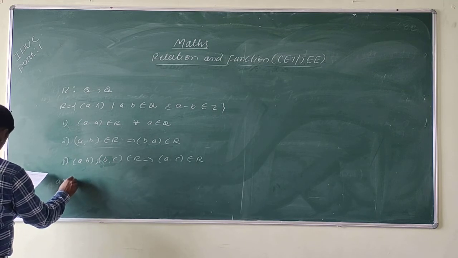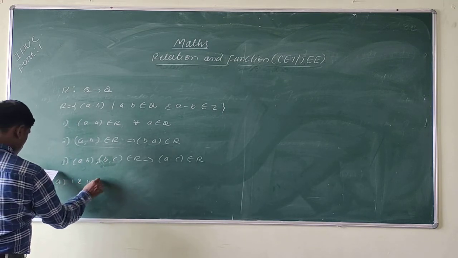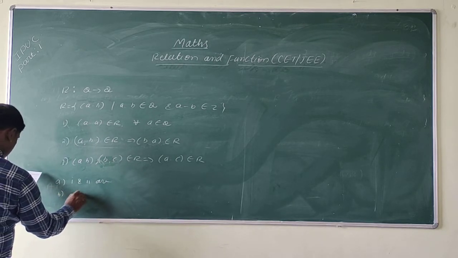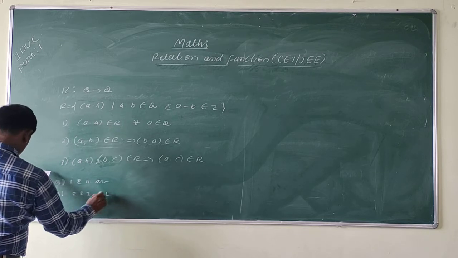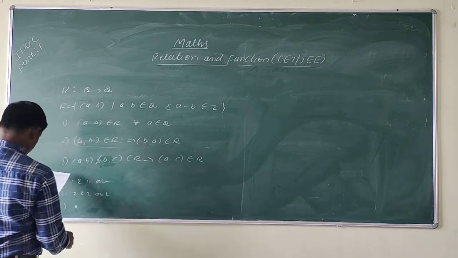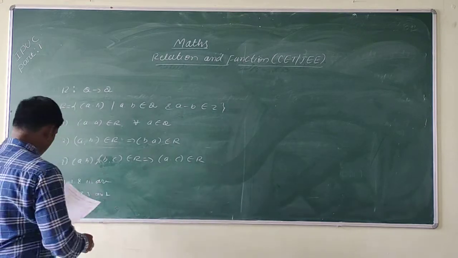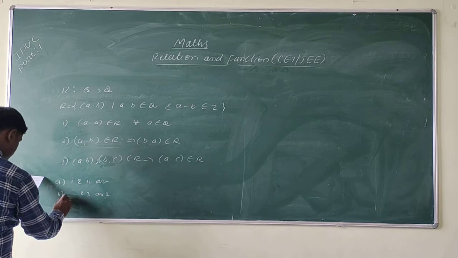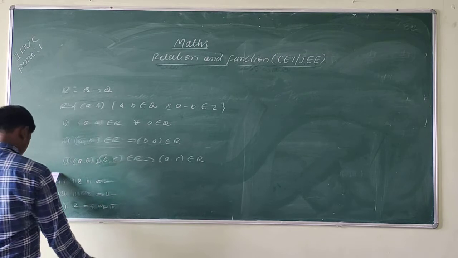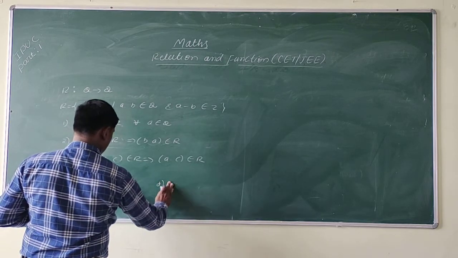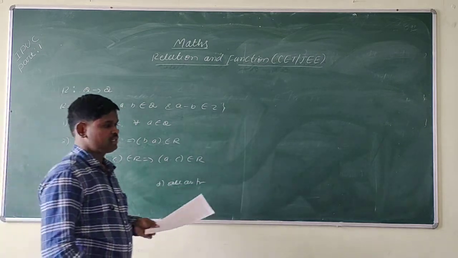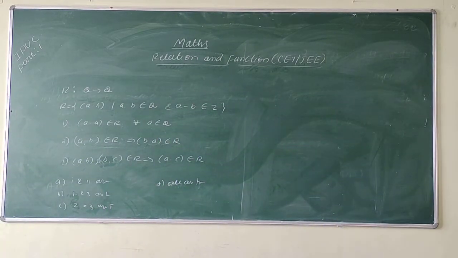Option A is 1 and 2 are true, and option B is 2 and 3 are true. Option C is 1 and 3 are true. Option D is all are true. So which of the following is the right answer? Read the question properly.